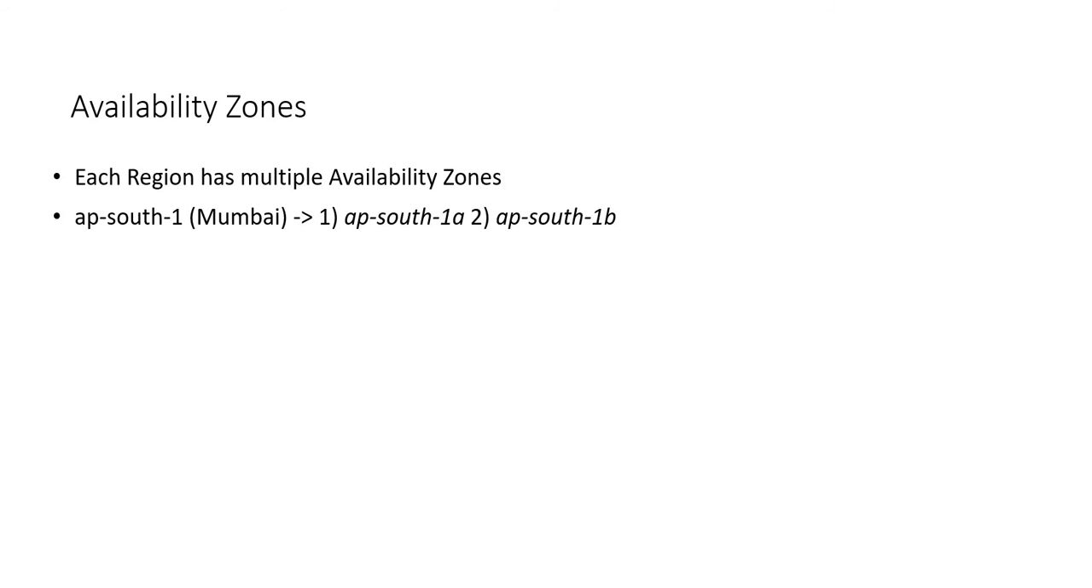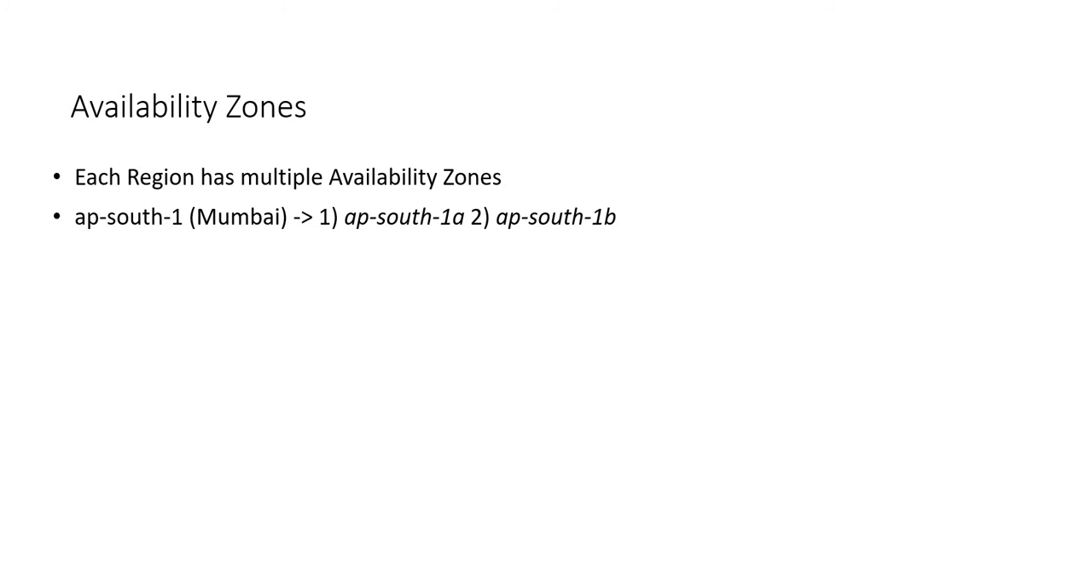South 1B. AP South 1 is nothing but the region, 1 as a region, and if you add the alphabet A, it becomes AP South 1A availability zone, and if you add B, it becomes AP South 1B, one more availability zone. Availability zones are separate from each other, so they are isolated from disaster. Within a region, all availability zones are connected with a high bandwidth, low latency network.